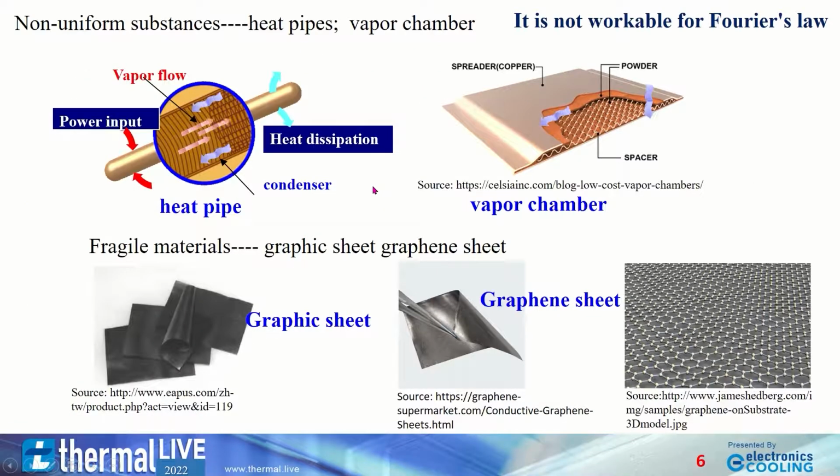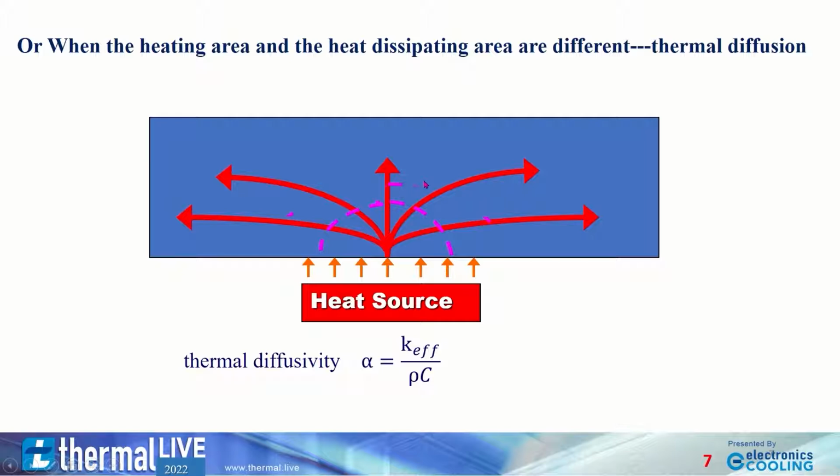in the case of heat dissipation devices such as the heat pipe, vapor chamber, or fragile materials such as graphite sheet or graphene sheet, or when the heating area and the heat dissipation area are different, thermal diffusion would occur. In this condition, the K value measured by D5470 is not right. This topic will introduce how to quickly and accurately measure the thermal diffusivity of non-uniform materials such as the heat pipe, vapor chamber, or fragile materials such as the graphite sheet, graphene sheet, etc.